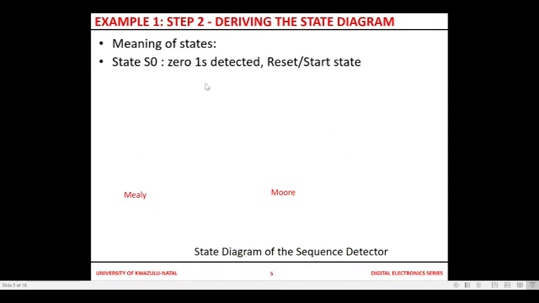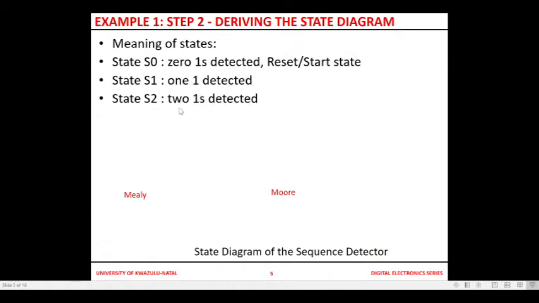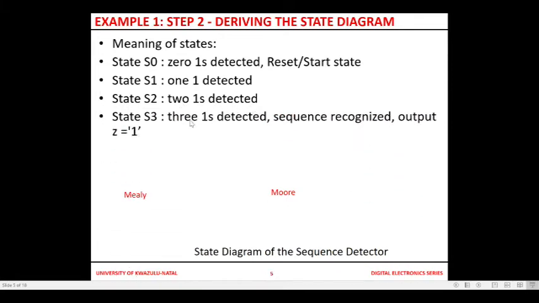So you have state S0 is 0 ones detected. You can look at it as a reset state. You haven't received the 1. S1, you have received the first one detected. S2, 2 ones, the second one detected. S3, the third one detected, and the output should be 1. If you detect another one, you cycle through that state with an output of 1.